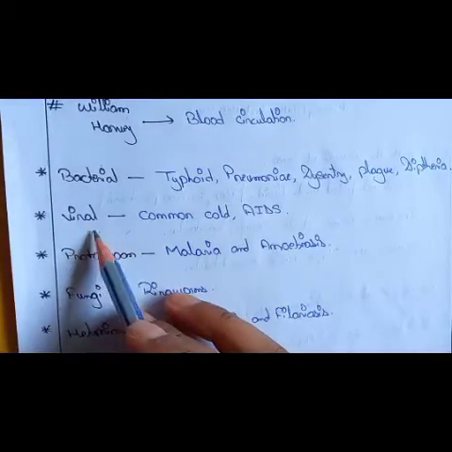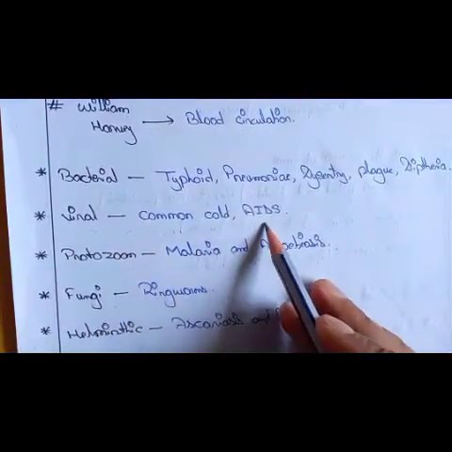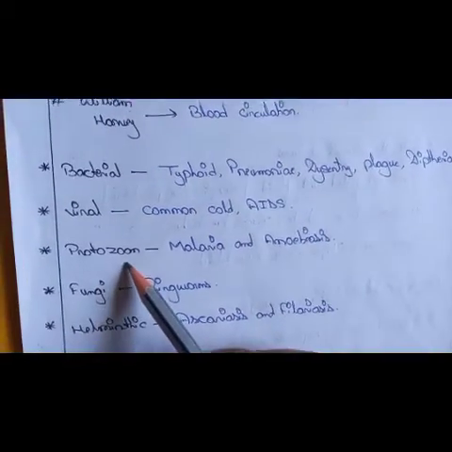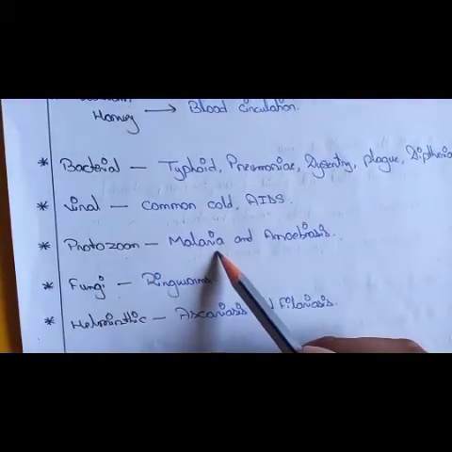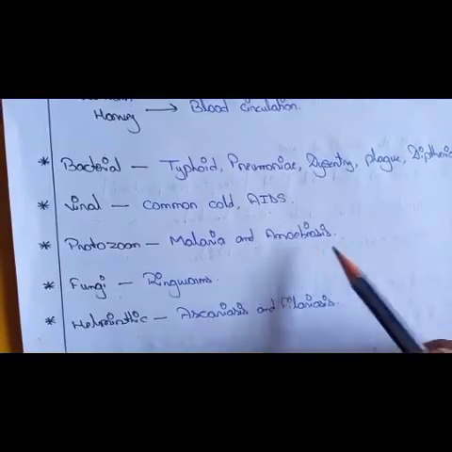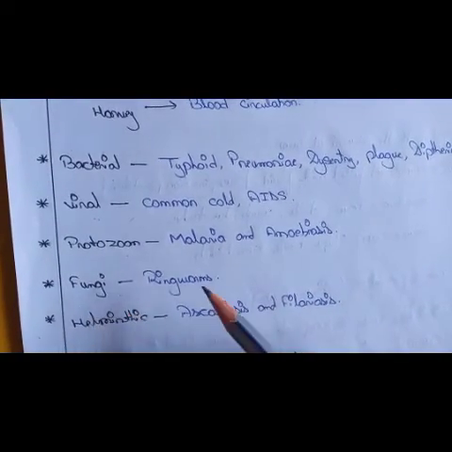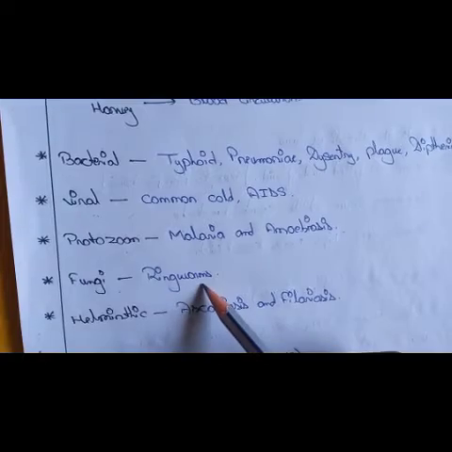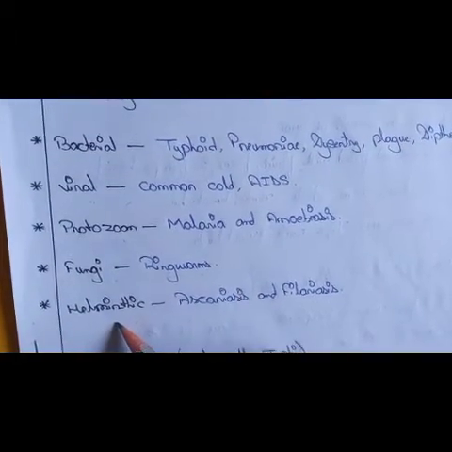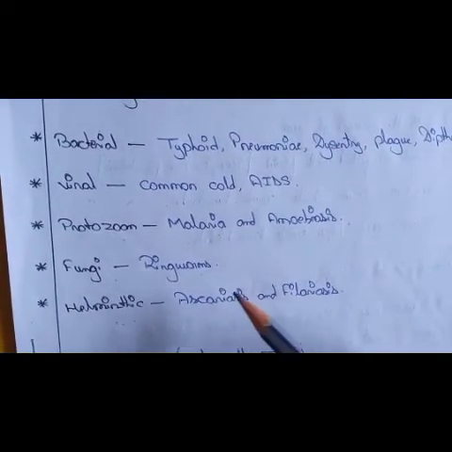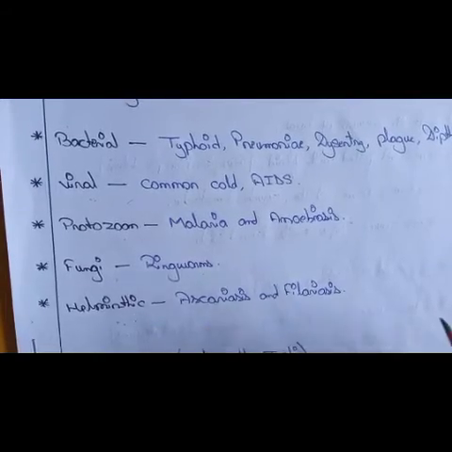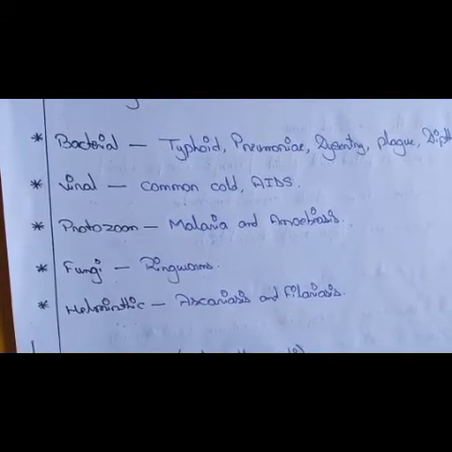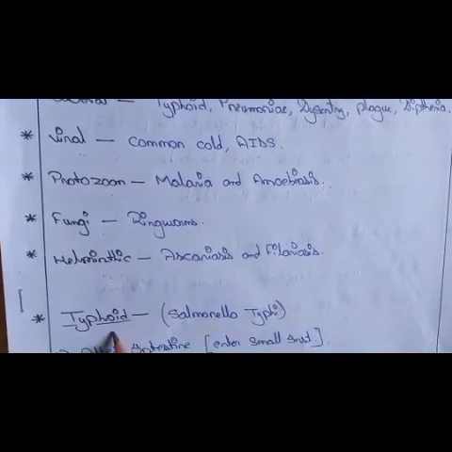Okay, and viral diseases are common cold and AIDS. For protozoans there are malaria and amoebiasis. For fungi there is a single one, ringworm. For helminthic there are ascariasis and filariasis. Okay, so in detail we can discuss the diseases one by one. So first is typhoid.